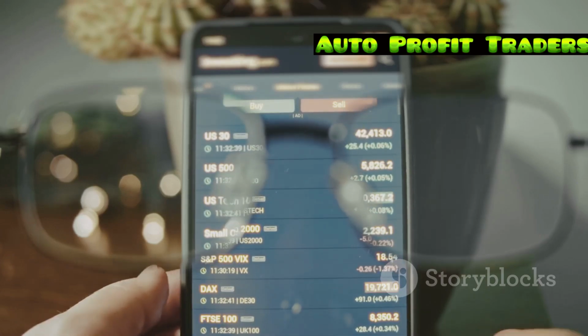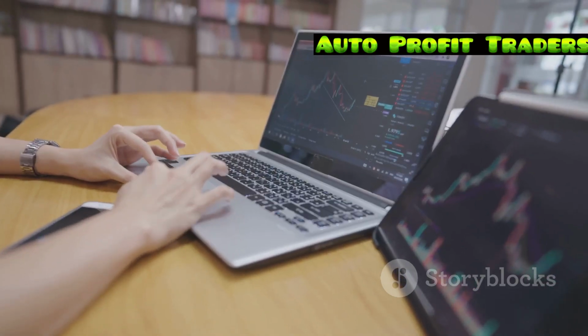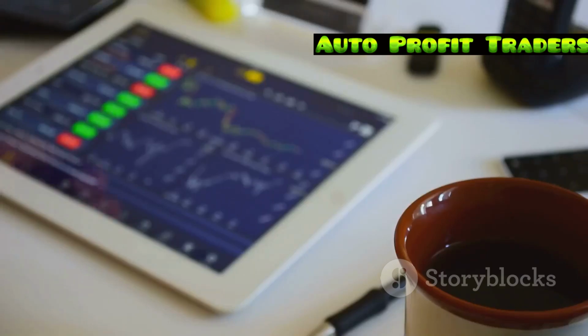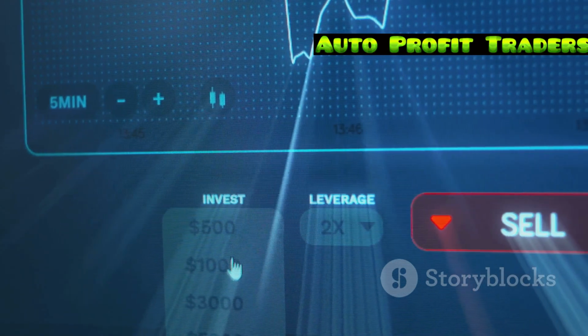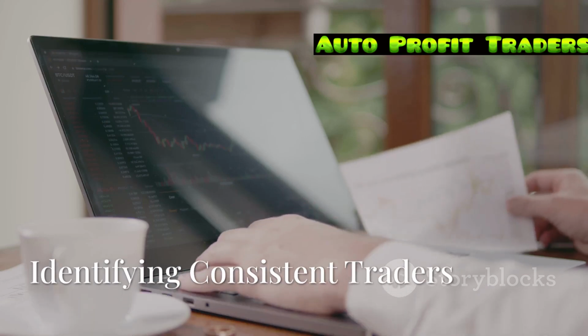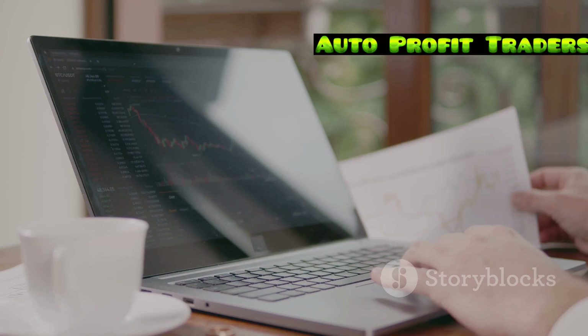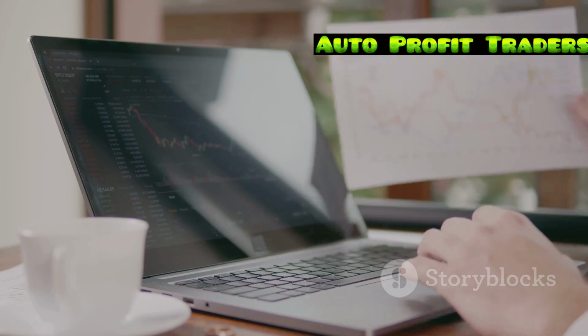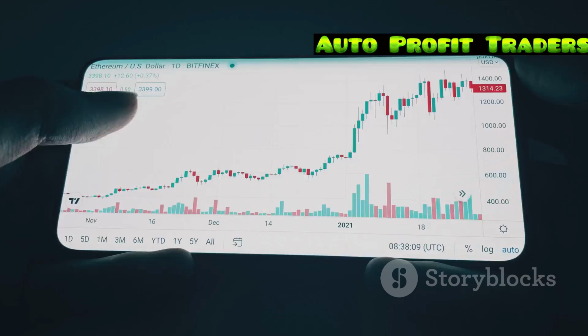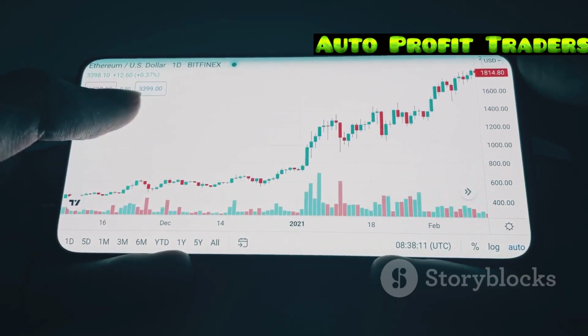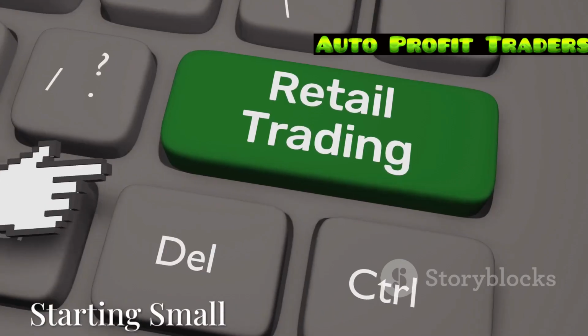Here's a quick example. A trader might show plus $500 profit today, but when you switch to all-time, they're down $900. That's a red flag. Another trader might have a smaller profit, like, say, $749 total, but they've been consistently in the green for weeks. This is the type of trader you want to copy.